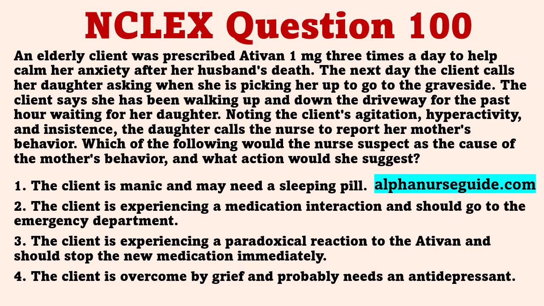Paradoxical responses to benzodiazepines are more common in children and the elderly than other age groups and generally occur at the beginning of treatment. Grief or depression in the elderly is more likely to result in fatigue and withdrawal than hyperactivity and agitation. Treatment with a sleeping medication, chemically related to benzodiazepines, is likely to result in an increase rather than decrease in agitation symptoms in elderly clients. A medication interaction is possible, but less likely since most pharmacies screen for drug interactions when filling prescriptions.